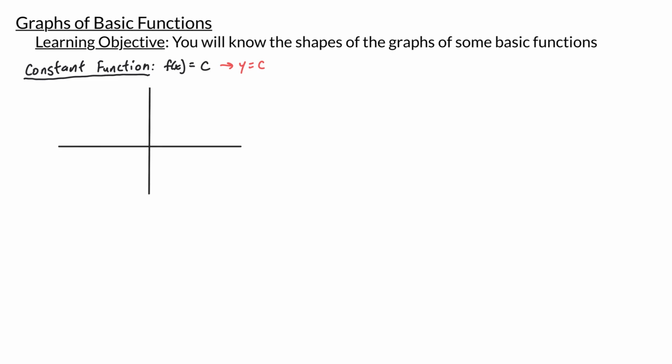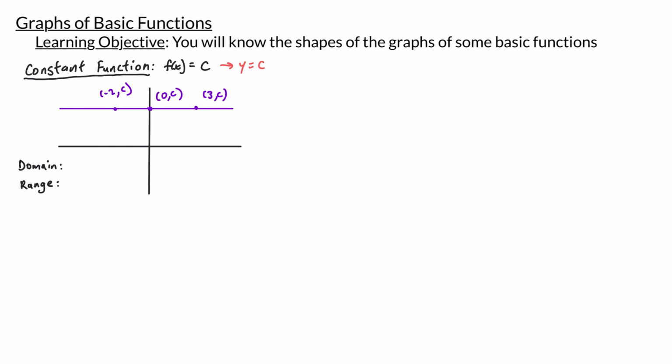We can also see that the graph is going to be a horizontal line because no matter what our input is, our output is going to be c. So for any x value as our input, the output or the y value will be c. For example, if I input 0, the output is going to be c. If I input something like 3, the output is going to be c. If I input a negative number like -2, the output is going to be c. So collecting all of these points together, you see that the graph will be a horizontal line.